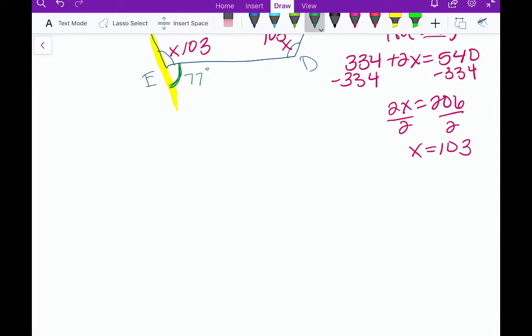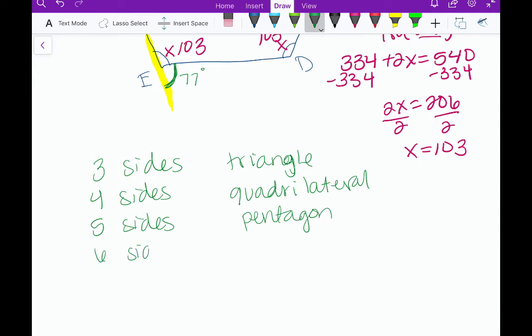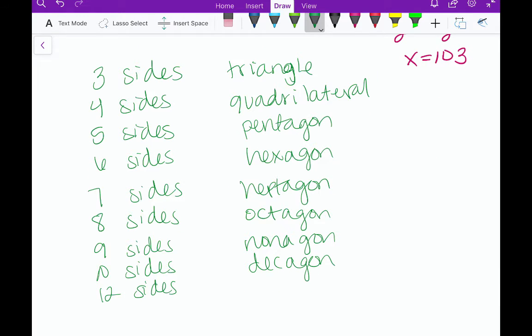All right, last thing is I just am going to leave for you here the names of the polygons that you need to know. So those are the names of the polygons that you need to know. You've already been introduced to them and should know them, but that's just your reminder.